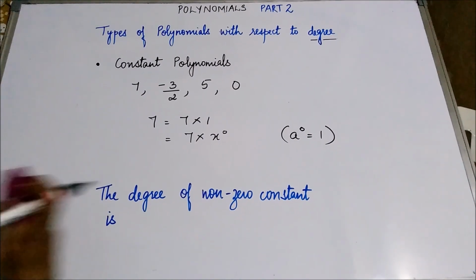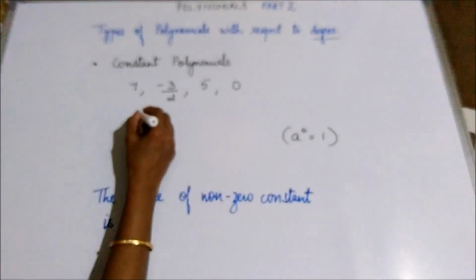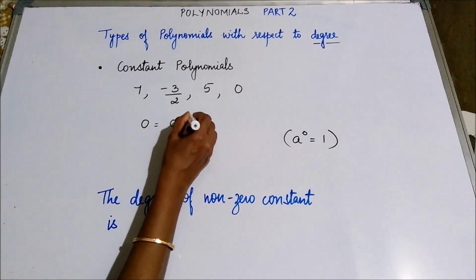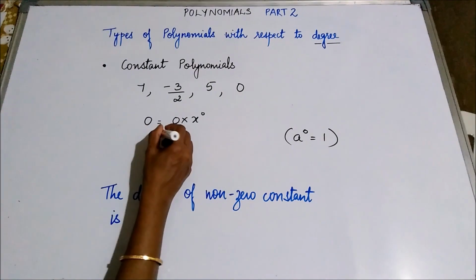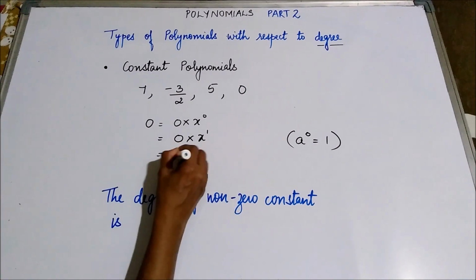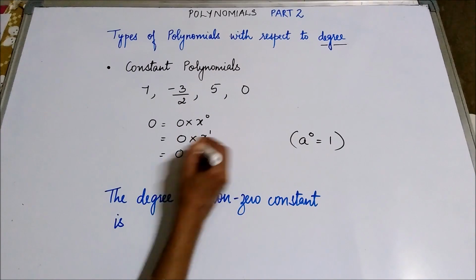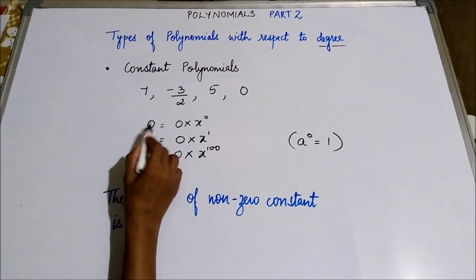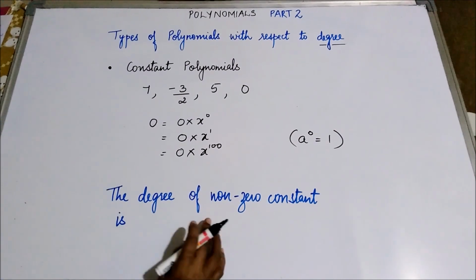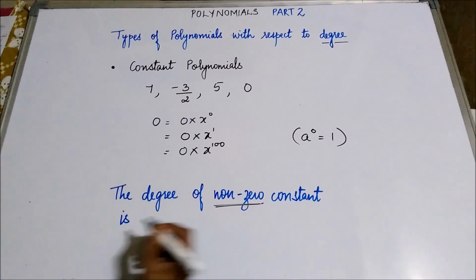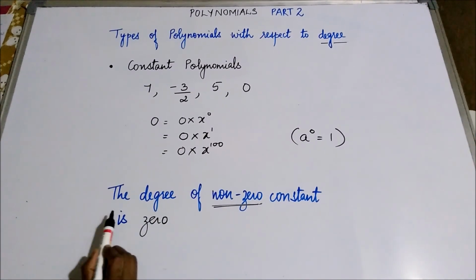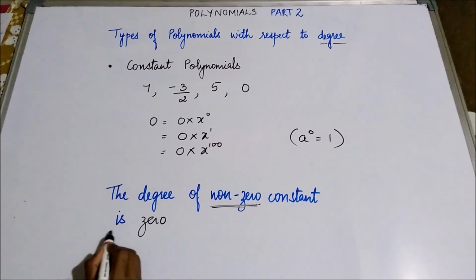Now let us see what is the degree of 0. If I take 0, I can write it as 0 into x raised to 0. I can also write it as 0 into x raised to 1. I can also write it as 0 into x raised to 100. So here we see degree of the 0 is not defined. Therefore, the degree of non-zero constant is 0. Once again I am repeating, the degree of non-zero constant is 0.